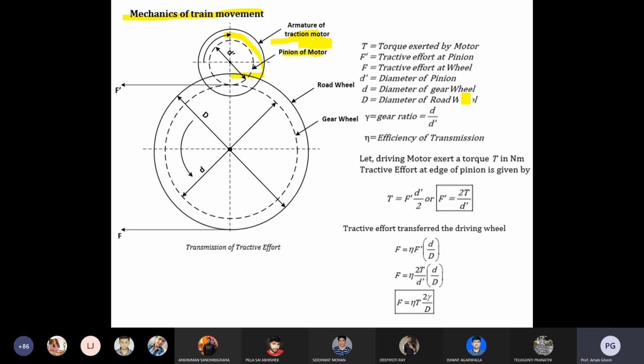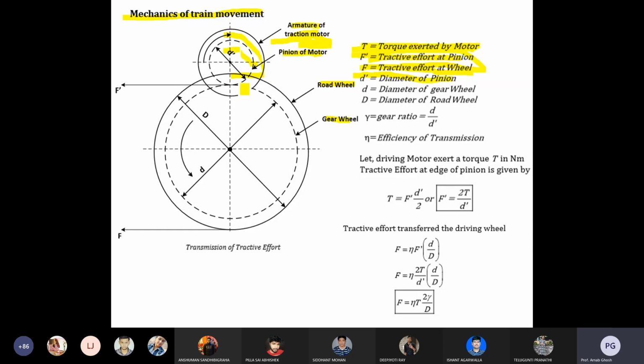So what are the important factors? Here you can see road wheel and gear wheel. What are the important associated factors? First one is the torque exerted by the motor. Okay, what type of torques are there? Next, F dash equal to tractive effort at the pinion. F equal to tractive effort at the wheel. And D is the diameter of the wheel, D dash is the diameter of the pinion. This is your pinion motor and the actual armature of the traction motor.